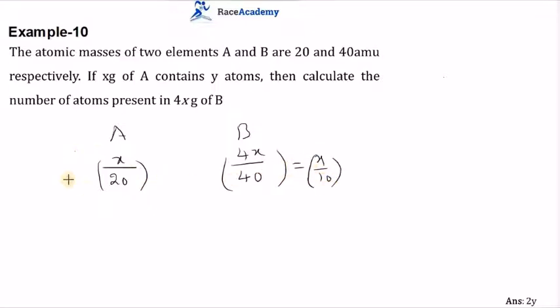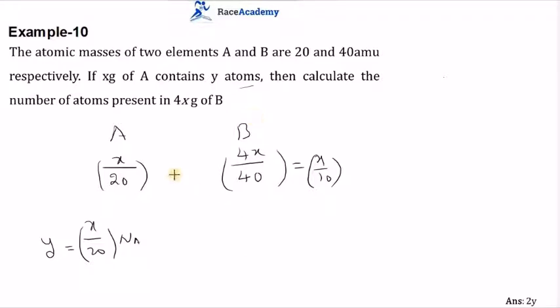These are actually the number of moles of those elements. And they are telling that x grams of A contains Y atoms. So how do we find the number of atoms? The number of atoms can be obtained by the number of moles into Avogadro number. So this is the Y. Y is nothing but the atoms of A.